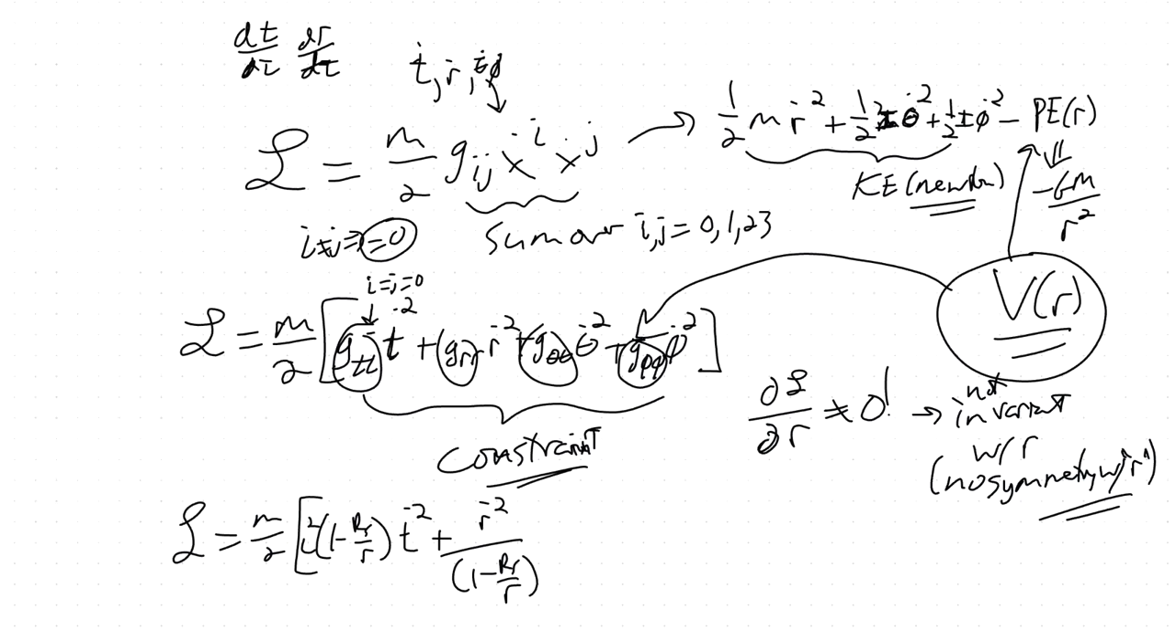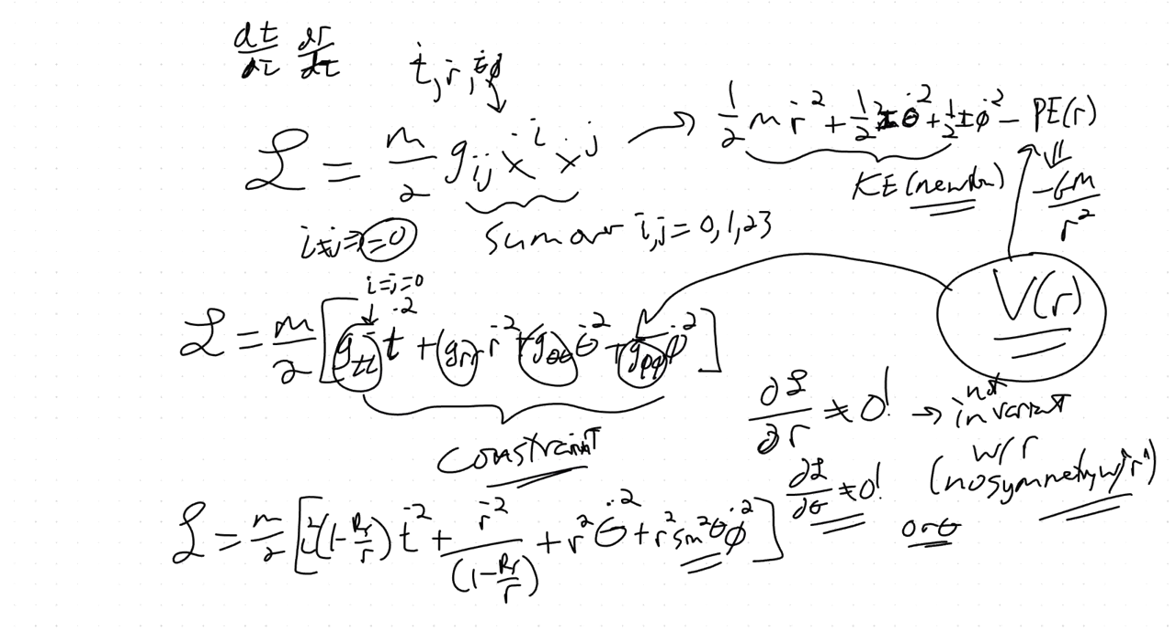So let's keep going. Plus g theta theta is R squared, theta dot squared. Again, not invariant with R. But here's the last one. It's not invariant with theta either, because, right, we have the theta here. So there's no symmetry in R or theta.